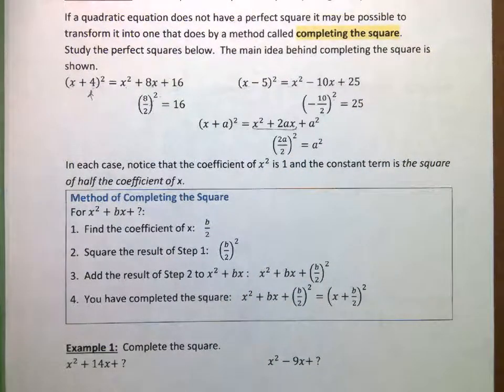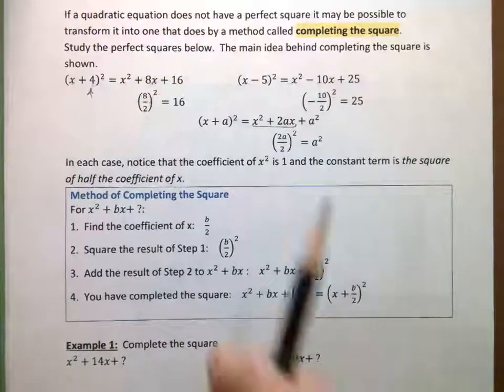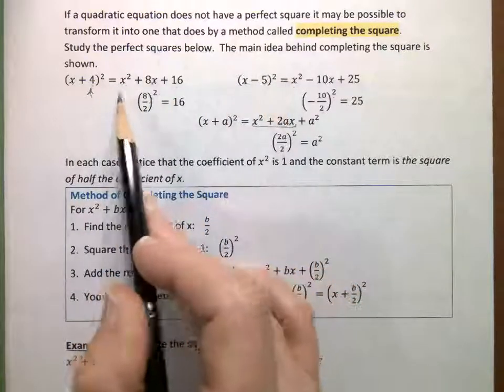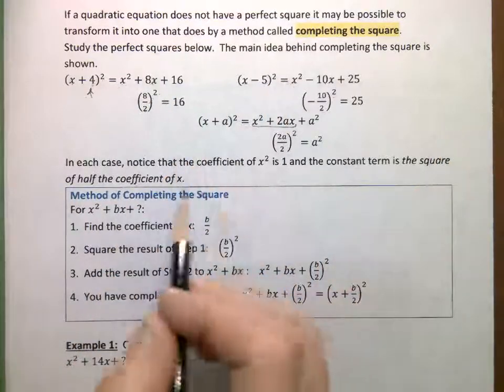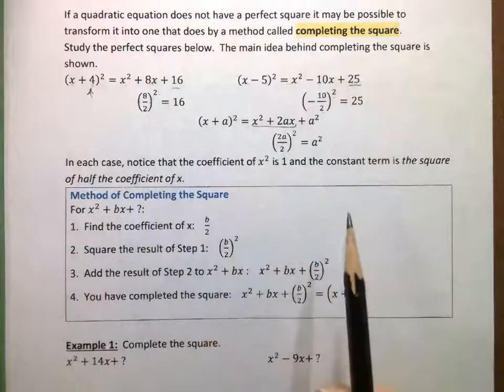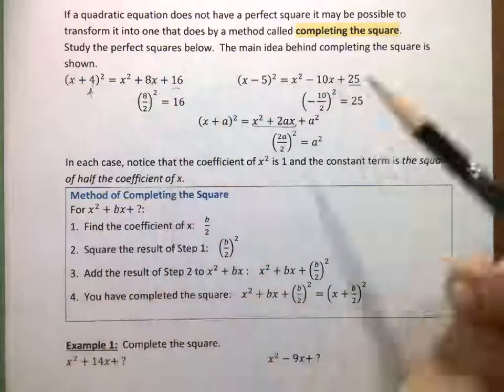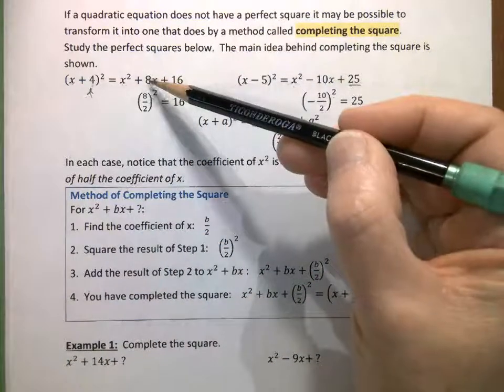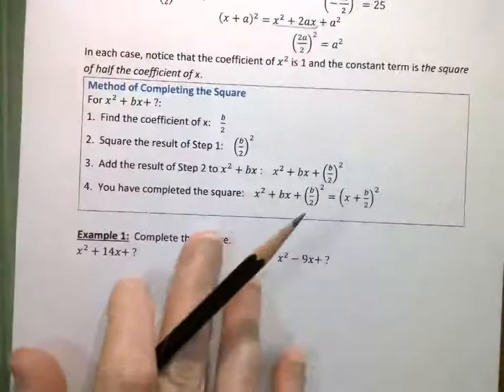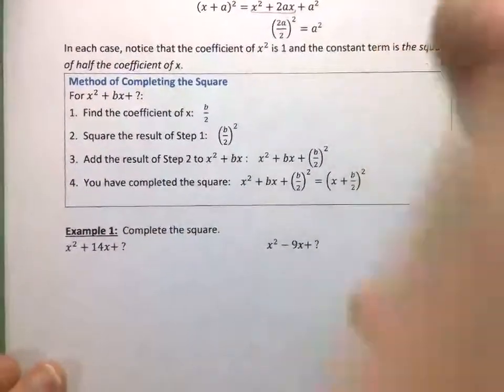So in each case, notice that the coefficient of x squared is 1, and the constant term is the square of half the coefficient of x. So basically what that means is the number in front of my x squared is 1. If it's not 1, we have to do something. And the constant is the square of half the coefficient of x. So whatever this number is, we divide it in half and we square it, and that gives us the number on the outside.